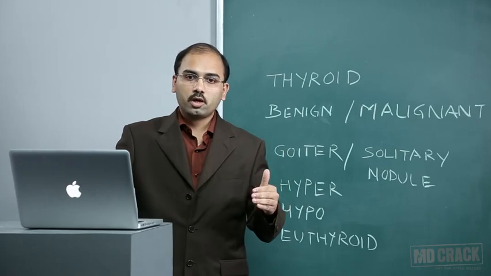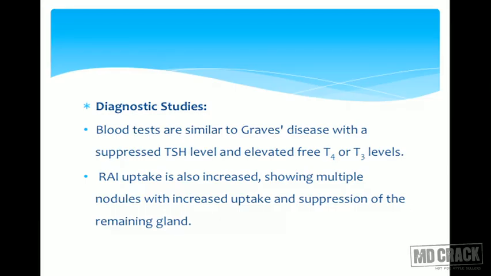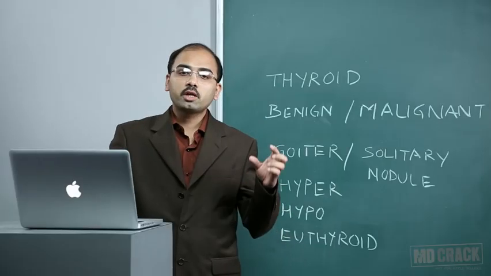We can diagnose toxic multinodular goiter with blood tests which are similar to Graves' disease, with a suppressed TSH level and elevated free T4 or T3 levels. Radioactive iodine uptake is also increased. It will show multiple nodules with increased uptake and suppression of the remaining gland.